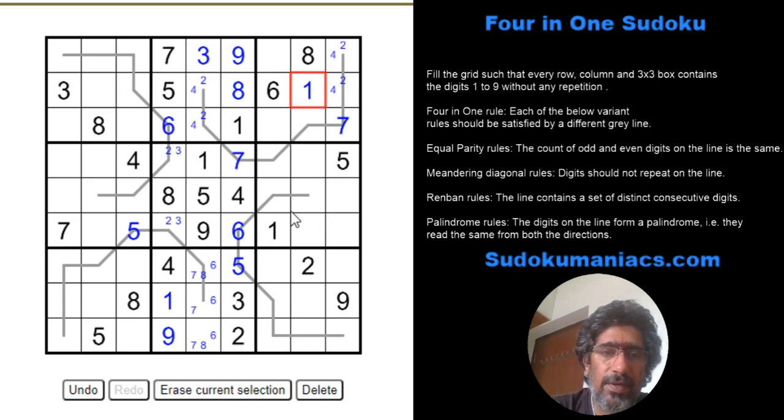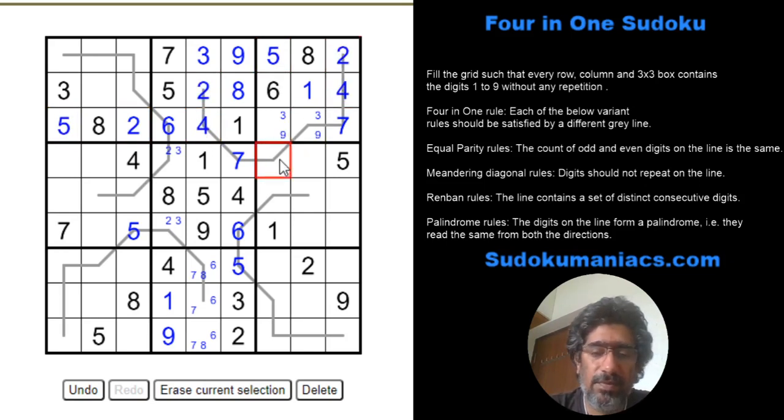Where else can we go? 1, 3, 9. So this is a 3, 9. This is a 5. 4 cannot be here, so that's a 2. That's a 4. And if this is a 3, 9, this also will be a 3, 9 to fulfill the palindrome. Correct? This becomes a 4, so the 4 is part of this line here. Okay, 2, 2. That's a 2.